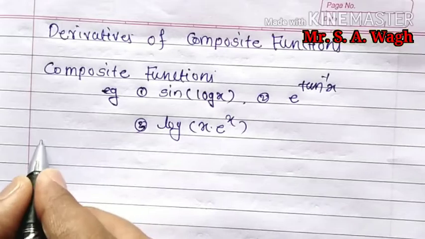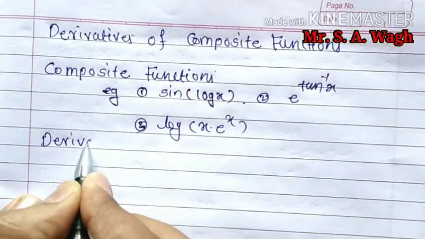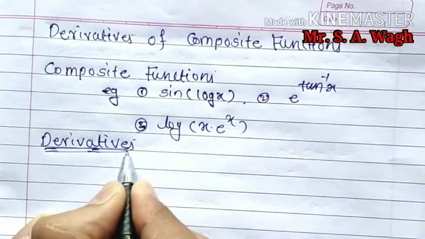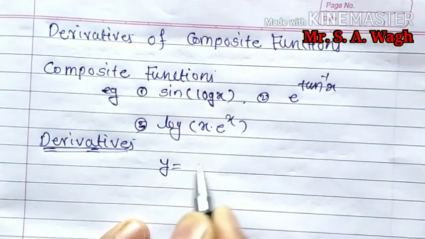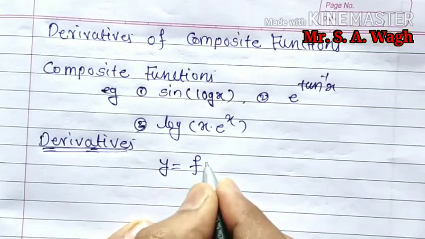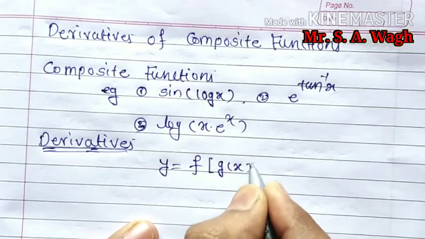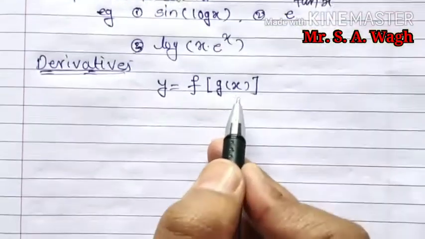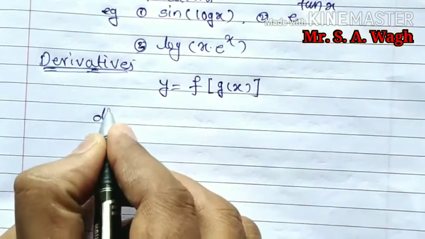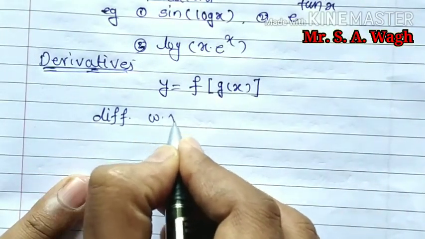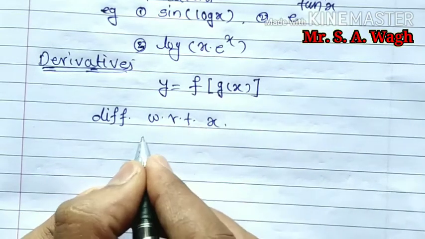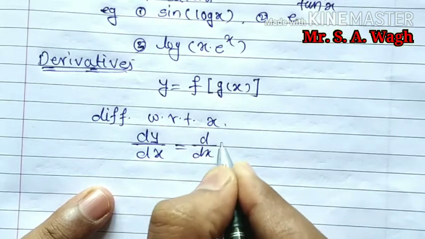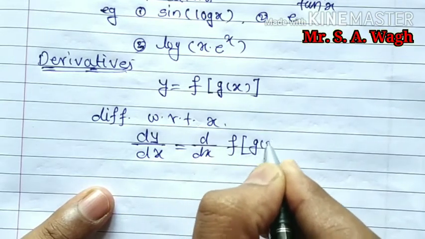Let us now find derivatives of composite functions. Whenever we are given the function y as a composite function, suppose f is the outside function and g is the inside function, so the total function y is a composite function of f and g. Now we have to differentiate it with respect to x. The derivative of y is dy by dx, and we apply d by dx of f of g of x.